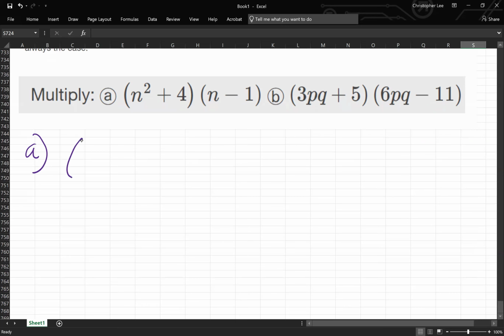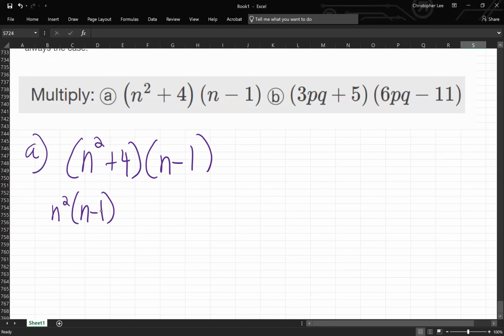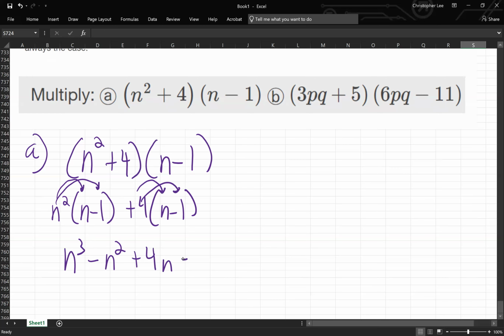So I have (n squared plus 4) times (n minus 1). Let's say I break this up. This would be n squared times (n minus 1) plus 4 times (n minus 1). Distribute, bam, bam. N squared times n is n to the third power. N squared times negative 1 is minus n squared. And then distribute this, so 4 times n is plus 4n. And then 4 times negative 1 is negative 4. This is my final answer. Nothing can be combined. They're all different terms. And it's right.